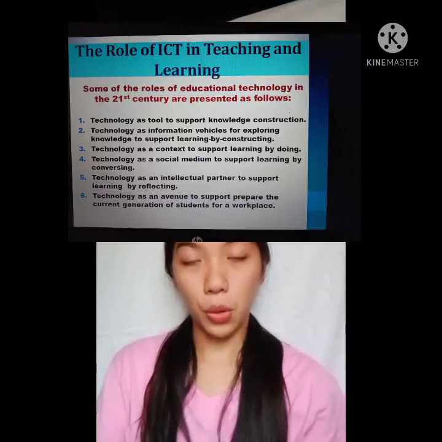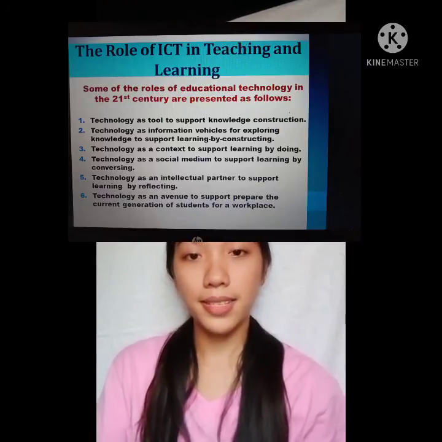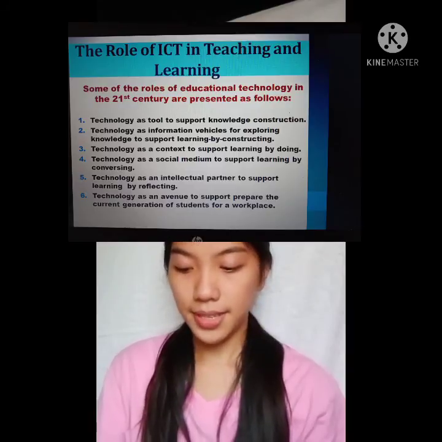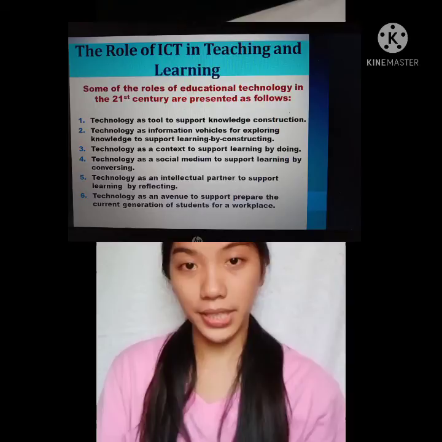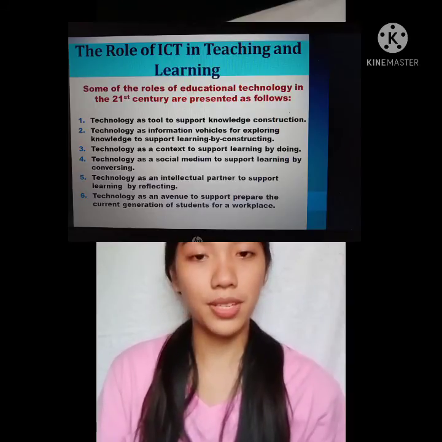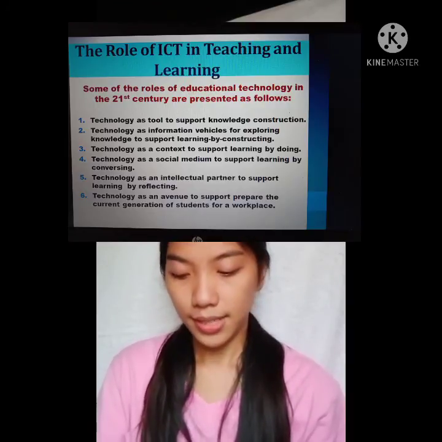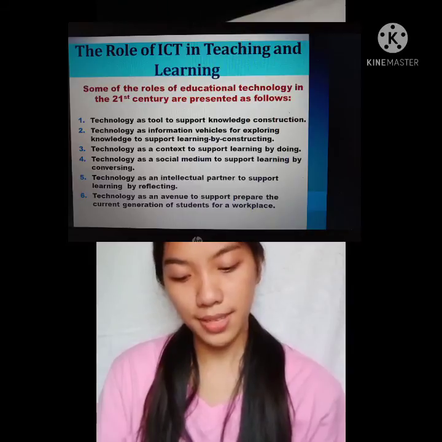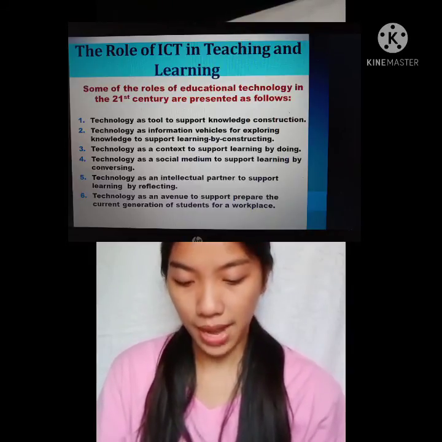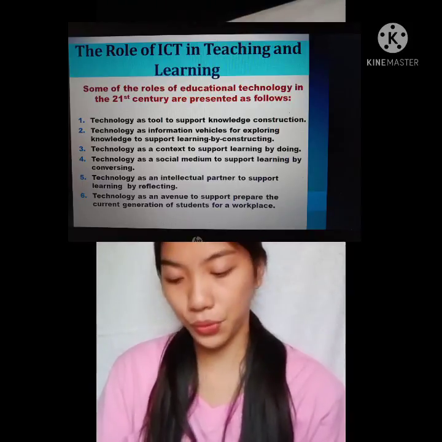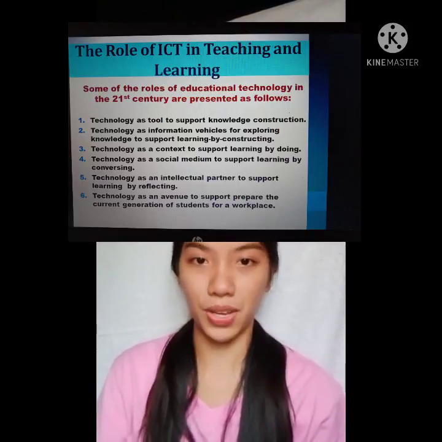The last role of ICT in teaching and learning is technology as an avenue to prepare the current generation of students for the workplace. The technology should help assist the students or learners to be globally competitive and train themselves to be skillful for their future professions.